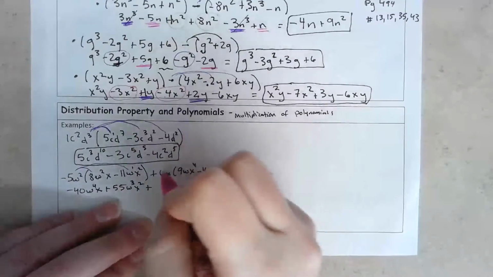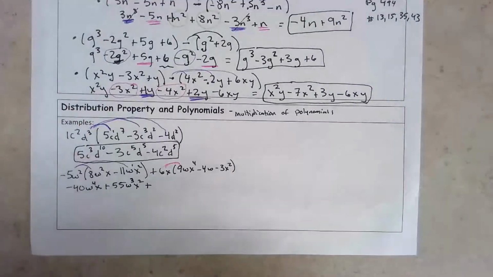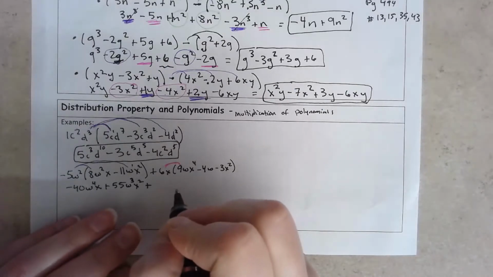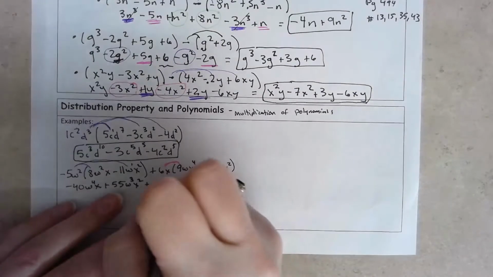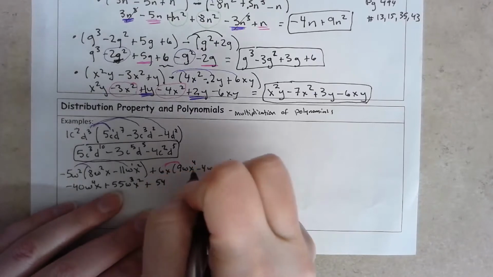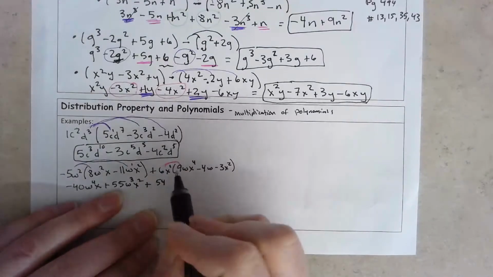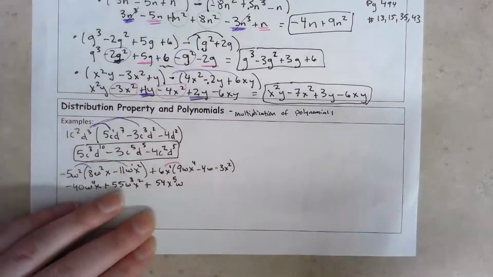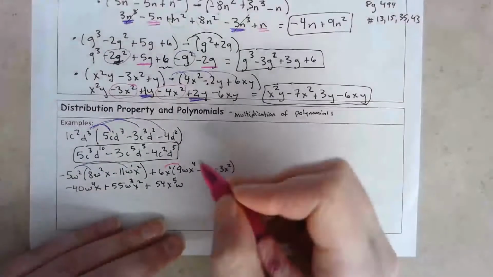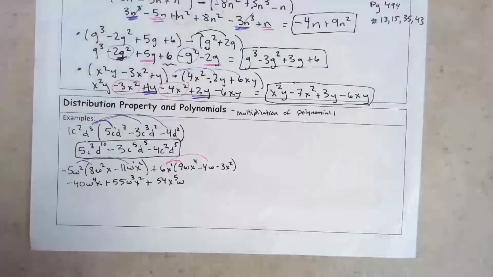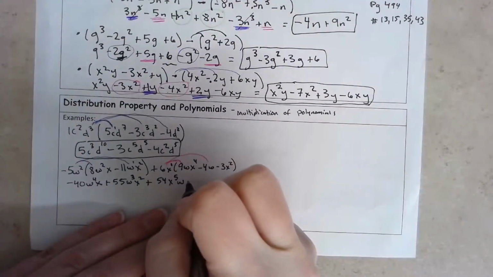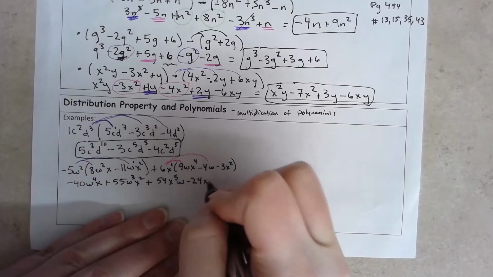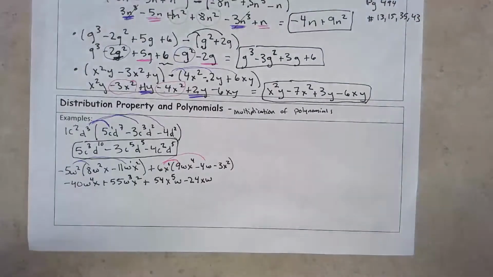And if I distribute this one, I've got 6x times 9wx to the 4th. So 9 times 6 is 54. So 54, I have x to the 1st times x to the 4th, so x to the 5th, and then nothing changed with the w. Then 6x to the first times negative 4w: 6 times negative 4 is negative 24. There's no other x, there's no other w, so those stay the same.